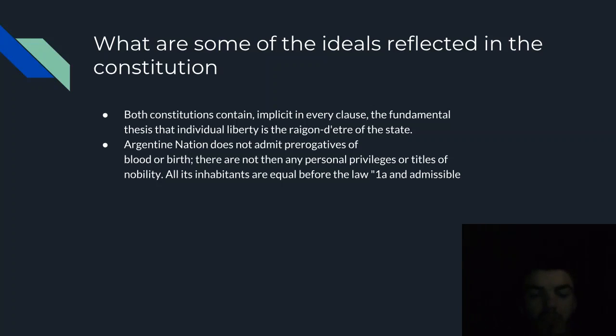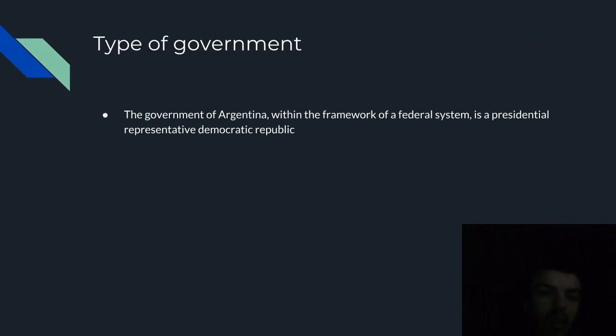The United States, it says "We are the people of the United States," and it just goes on after that. So that's caught some of my attention when I was reading that. The type of government that Argentina has as a federal system is a presidential, representative, democratic republic government. That's the type of government that Argentina has.